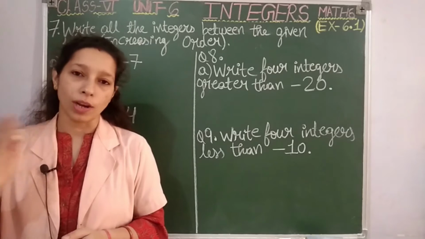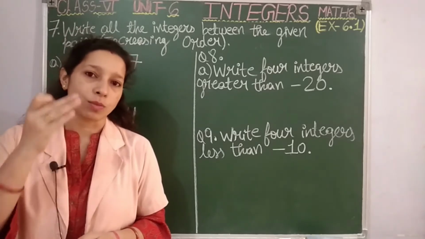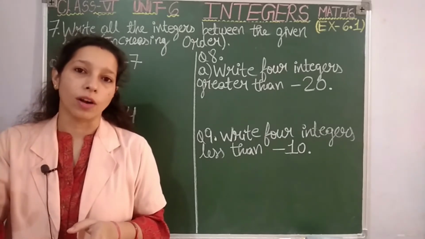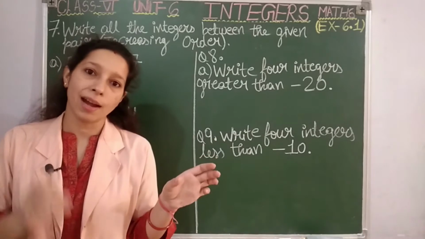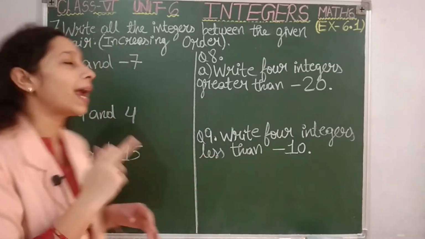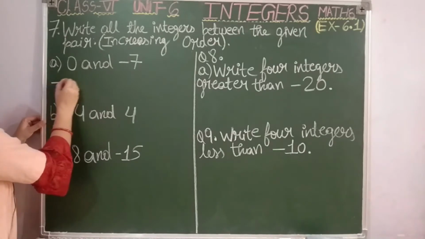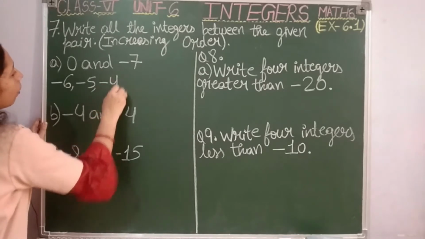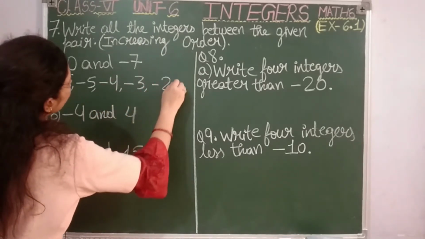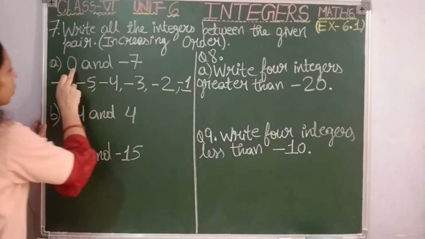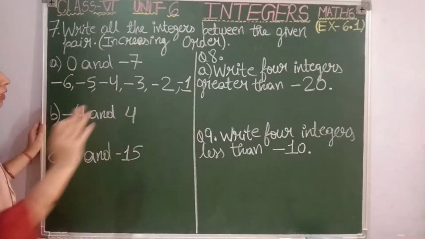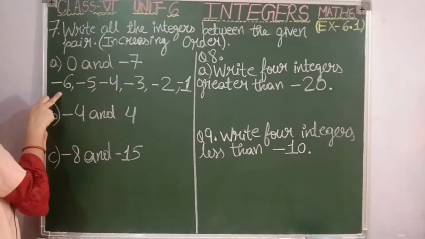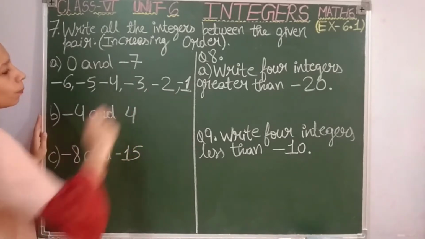Okay, increasing order means smallest to greatest. But if I write like this, minus 1, minus 2, and I go up to minus 6, that means it is arranged in decreasing order. Reason: minus 1 is the greatest integer, and minus 6 will be the smallest one. So how to write the integers? We will start from minus 6, students. Clear? Minus 6, minus 5, minus 4, minus 3, minus 2 and minus 1. So between 0 and minus 7, these many integers come, and as we have to arrange them in increasing order, I have started from the smallest integer and gone up to the highest integer.